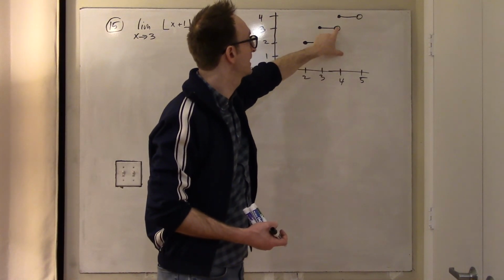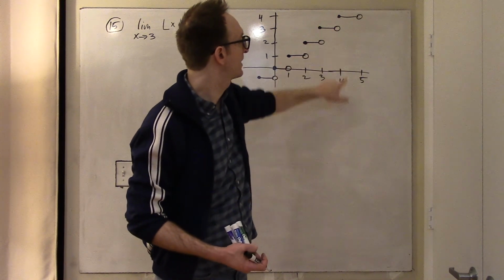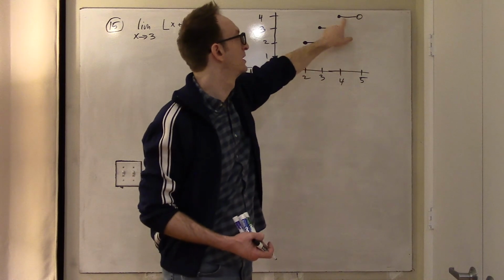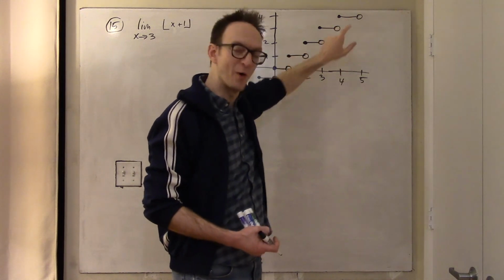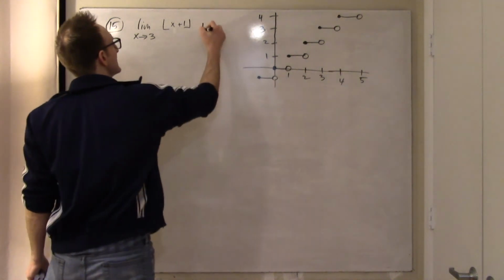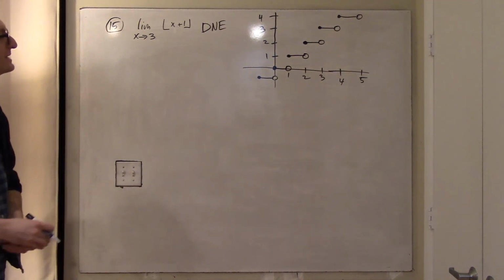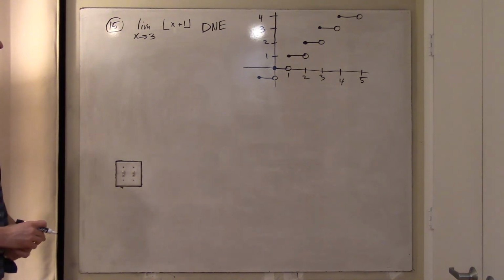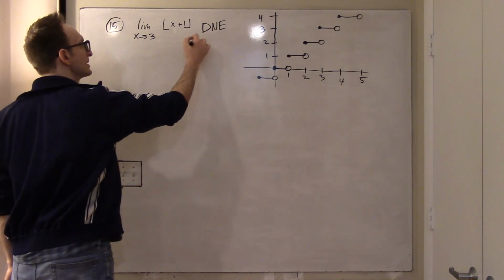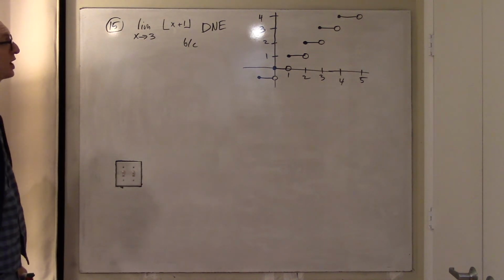Well, if you're a little bit less than 4, then your floor is 3. But if you're a little bit more than 4, your floor is 4. And so the answer is that this limit does not exist. Why? If you're going to write down on your paper that the limit does not exist, you need to give an explanation. And here the explanation is that the limit from the left is not equal to the limit from the right. And we can now just show that this is true.